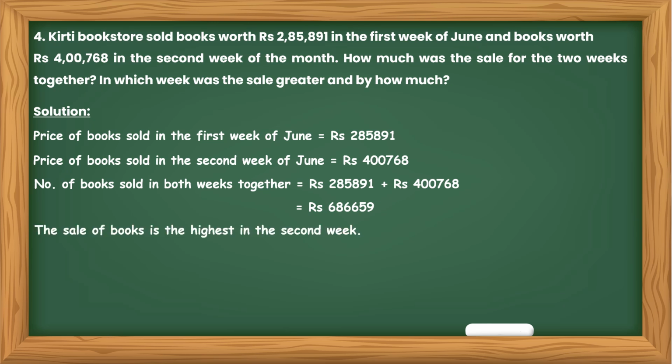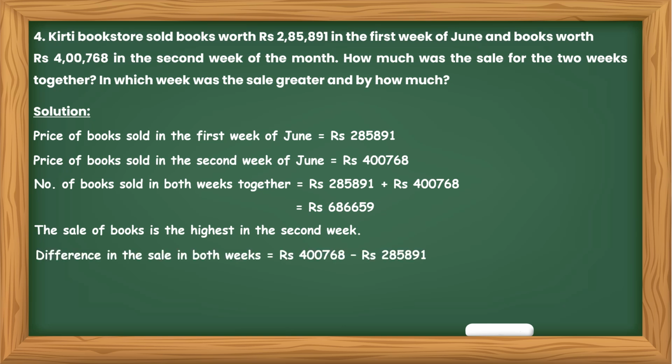Now, the sale of books is highest in the second week. So you are comparing both the sales. That is, the first week sale is around 2 lakhs and the second week sales is around 4 lakhs. So naturally, the second week sales was the highest. So in the next question, they have asked us by how much it is greater. So you will have to subtract that.